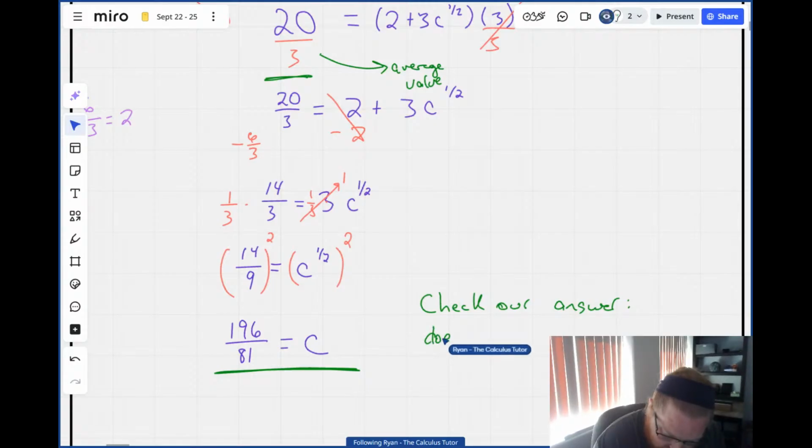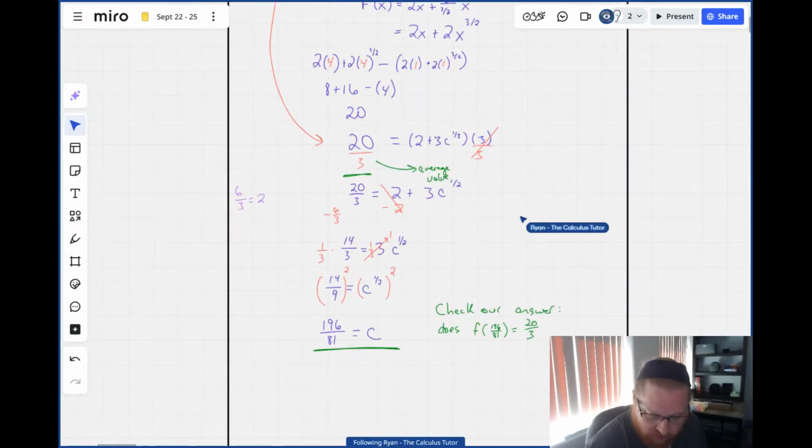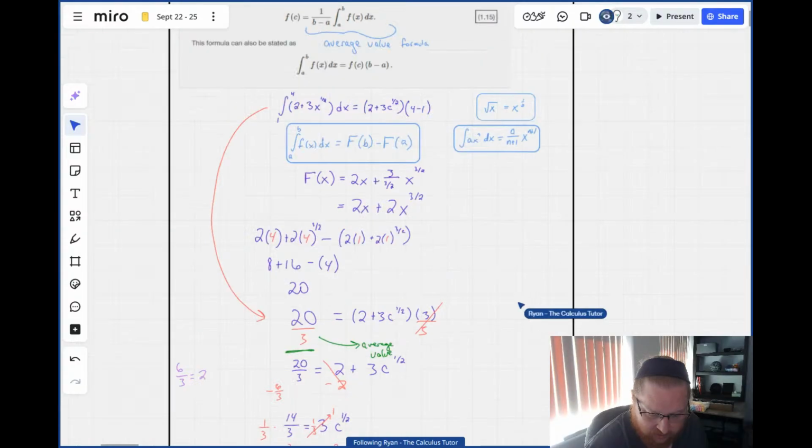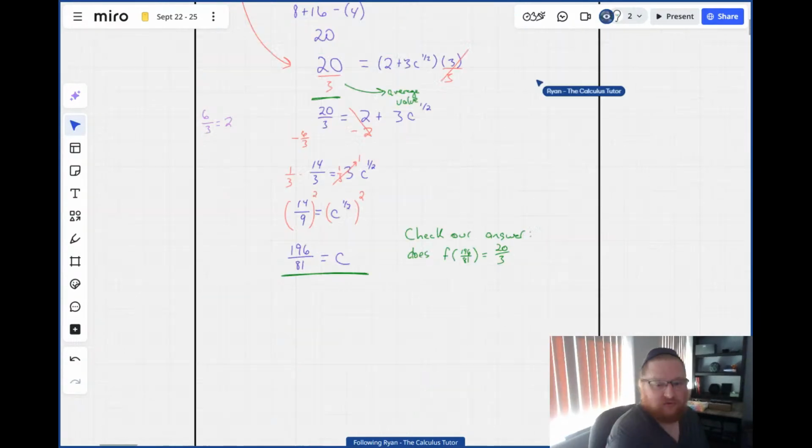Does f of 196 over 81 equal 20 over 3? Well, let's see. f of x was 2 plus 3 root x. So 2 plus 3 root x.